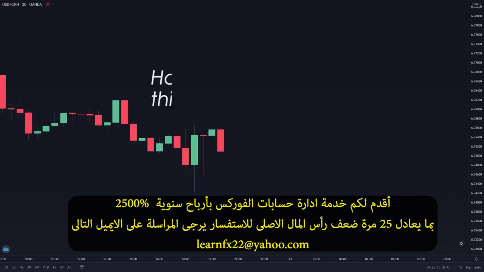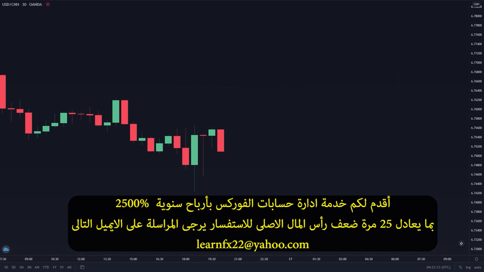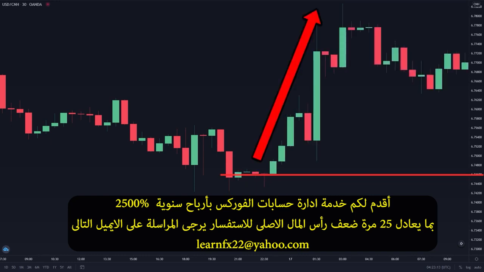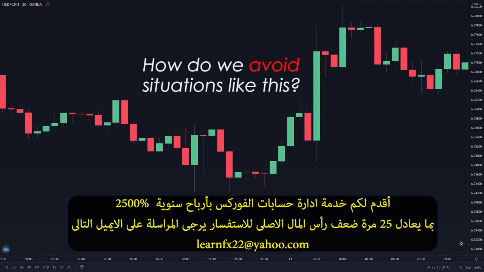So when trading, have you ever encountered this kind of problem where, for example, let's say you received a long signal here, and let's say because you normally use a 13 pip stop loss, you also decided to use it here. But the price instead drops downwards and hits your stop loss only for it to go back up again. So you've closed your trade early and missed the trend. If you would have put your stop loss just slightly below here, it will not get triggered and you would have participated in this trend. So how do we avoid situations like this?